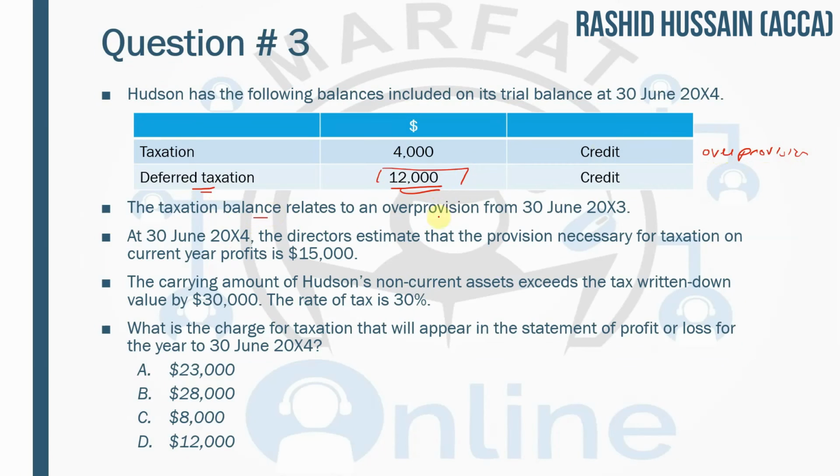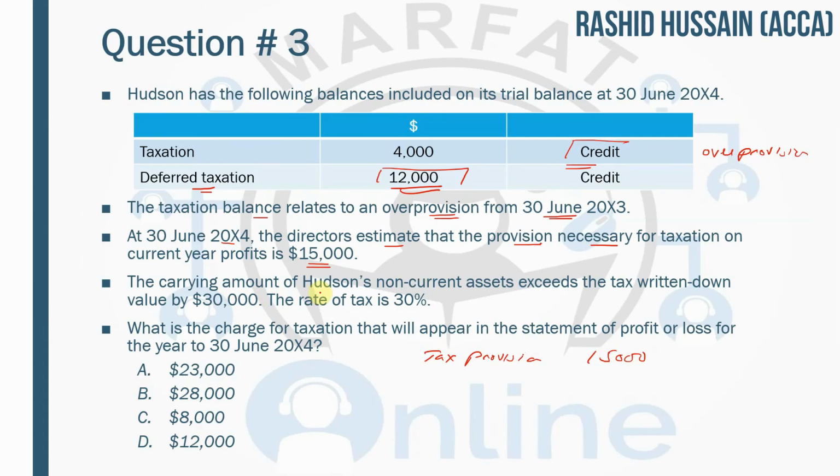The taxation balance relates to an over provision from 30th June 20x3, which we already know. We have seen the credit thing, so we know this is an over provision which will decrease the current year tax charge. At 30th June 20x4, the directors estimate that the provision necessary for taxation on the current year profits is 15,000. So the tax provision for the current year is 15,000.